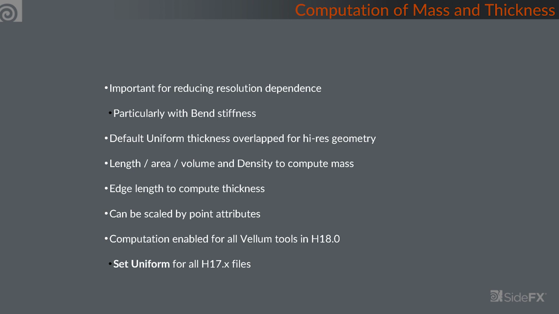So this auto computation is enabled for all Vellum tools in Houdini 18. So if you create cloth or hair or a tetrahedral soft body, for instance, all of those configure tools will be set up to use this auto computation. If you load in a previous file from 17.5 or 17.0, it will be set to the original previous setting of set uniform. So it will behave the same way it did before, but I would encourage you to use this auto computation in all your future setups and maybe even convert your old ones to that. So we're going to jump into Houdini and see how this works.